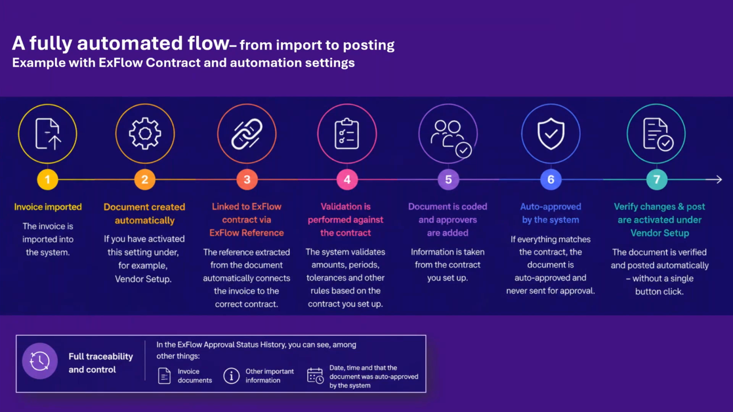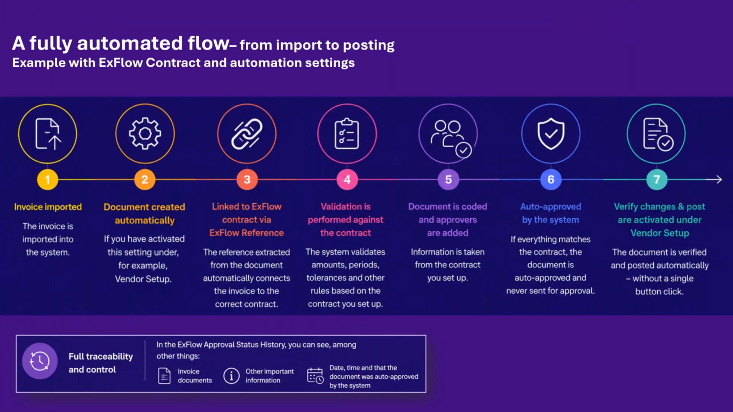Inside the contract, you can define rules for things such as maximum amounts, periods, tolerances, total amount of invoice, and other controls. You can also set up reminders if it's about to expire and so forth. And you can also connect an extra purchase code to the contract, because if everything on the document matches the rules you configured, you can activate automatic approval. That means that documents do not even need to be sent out for approval, and the purchase code will then populate the line.